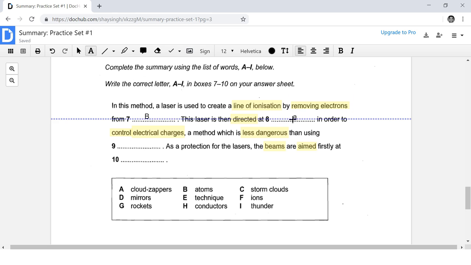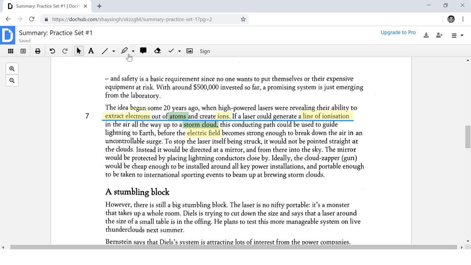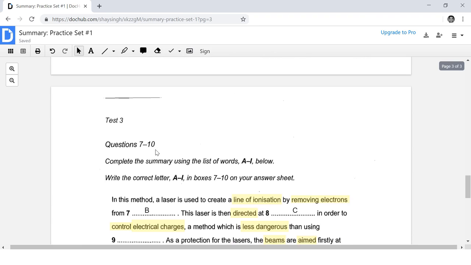So the correct answer here for 8 is going to be C, storm clouds. Let us come up here and let's put the question number next to where we found the answer. So number 8, we found it down here. Okay, 7, 8, 9 is probably going to come after this, but we'll find out, I'm not sure.